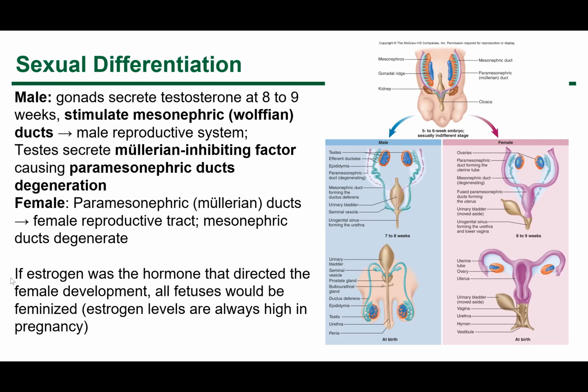So if estrogen was the hormone that directed female development, as is the presumption based on how the hormones work in adults, all fetuses would be feminized because, if you think about it, estrogen levels are high in pregnancy. We've got the placenta, and before that, the structures of the ovary producing progesterones and estrogens in super high amounts.